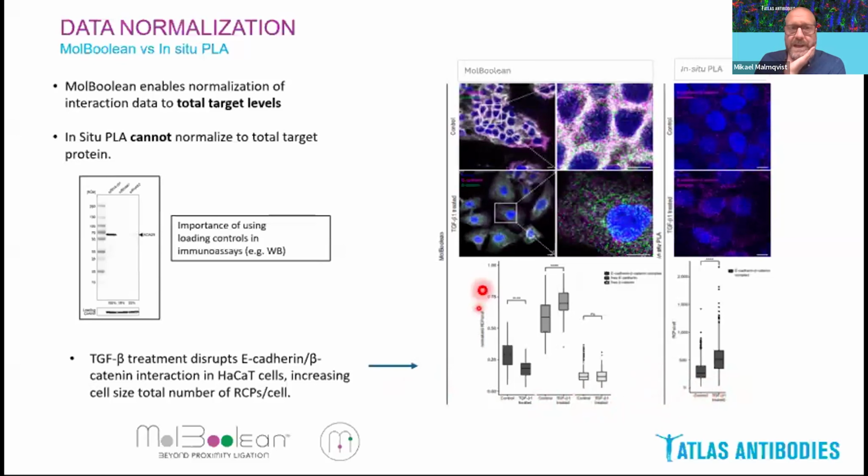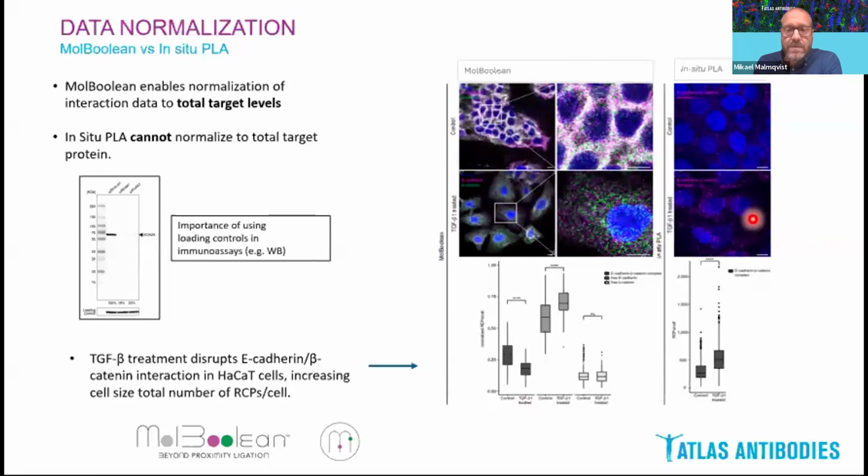TGF-beta was used to treat HaCaT cells, and TGF-beta is known to disrupt the interaction between E-cadherin and beta-catenin, and it induces loss of cell-cell contacts at the cell junctions, and that results in a morphological change with an increased cell area and therefore an increase in the total number of RCPs per cell. So if you, like with the in situ PLA, only looked at the amount of interacting proteins per cell, then you may get the wrong impression that TGF-beta actually increases the interaction between E-cadherin and beta-catenin.